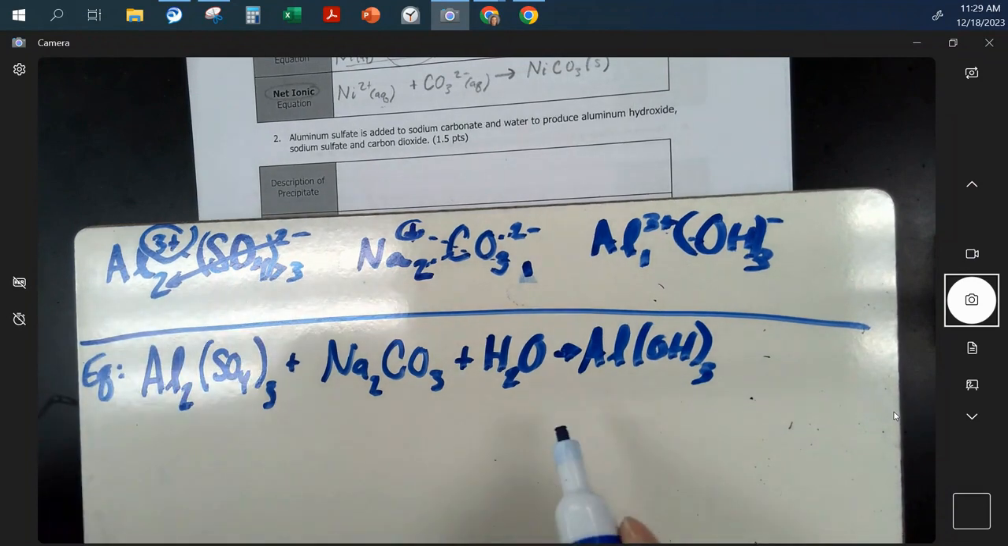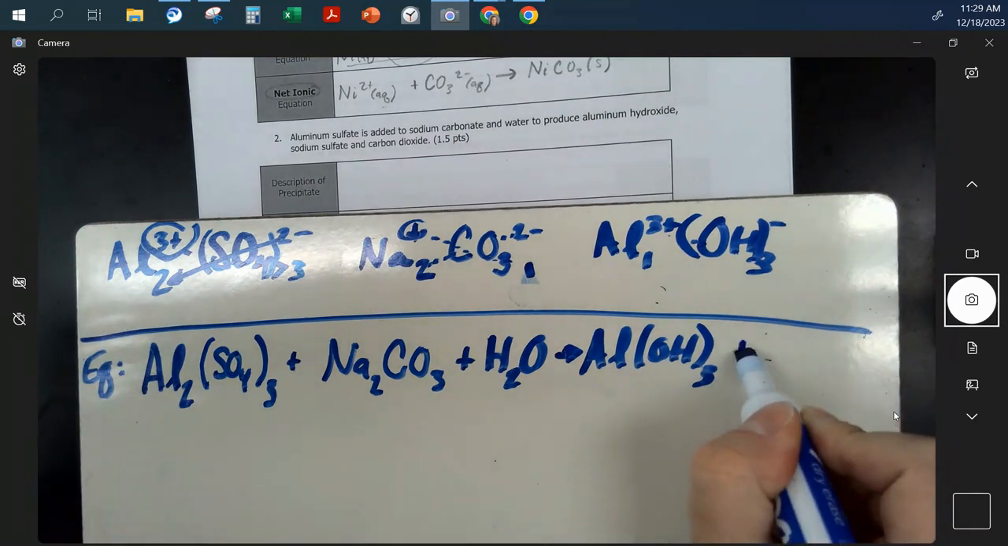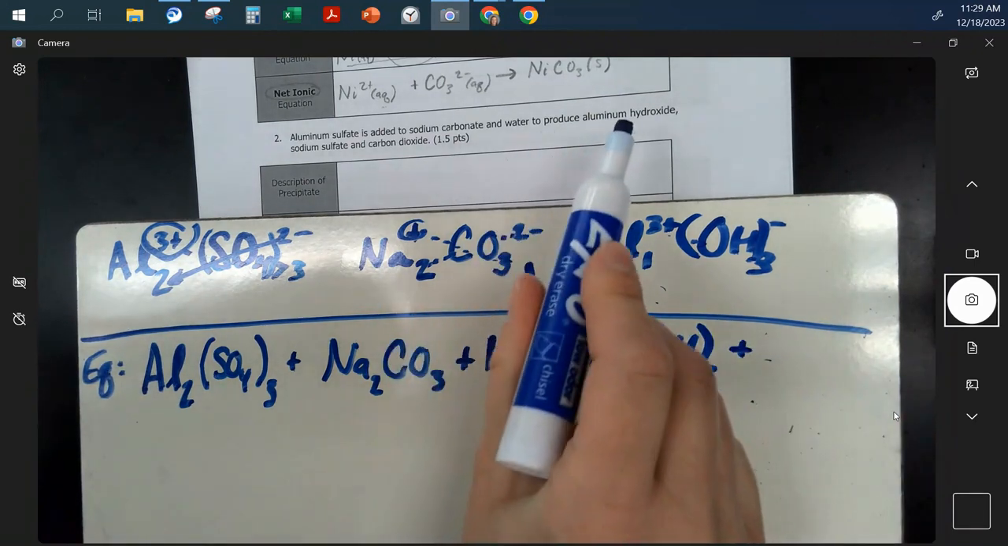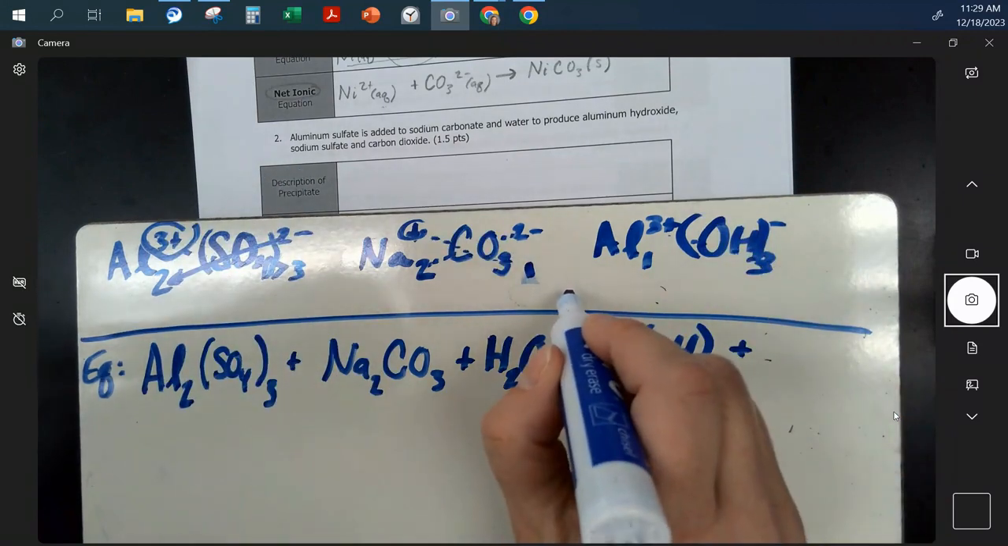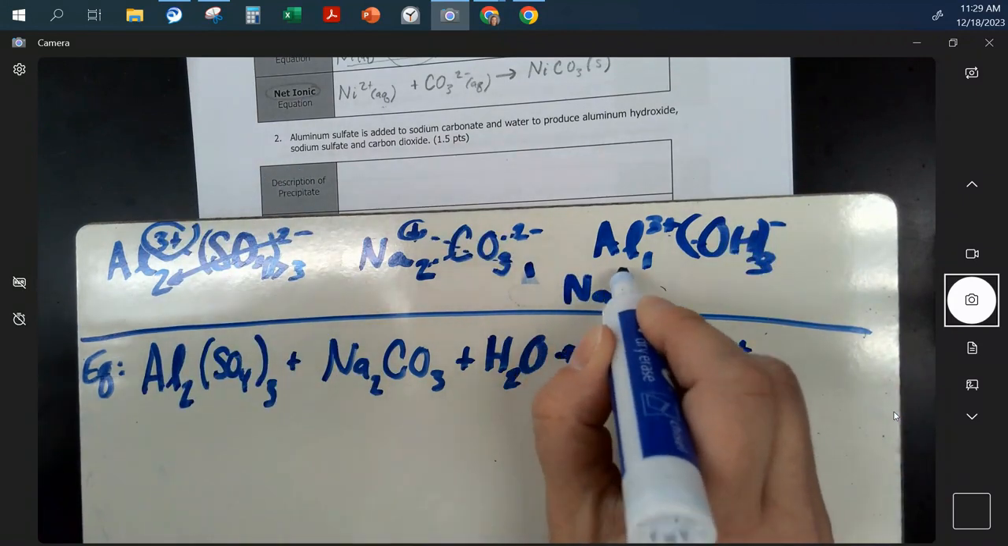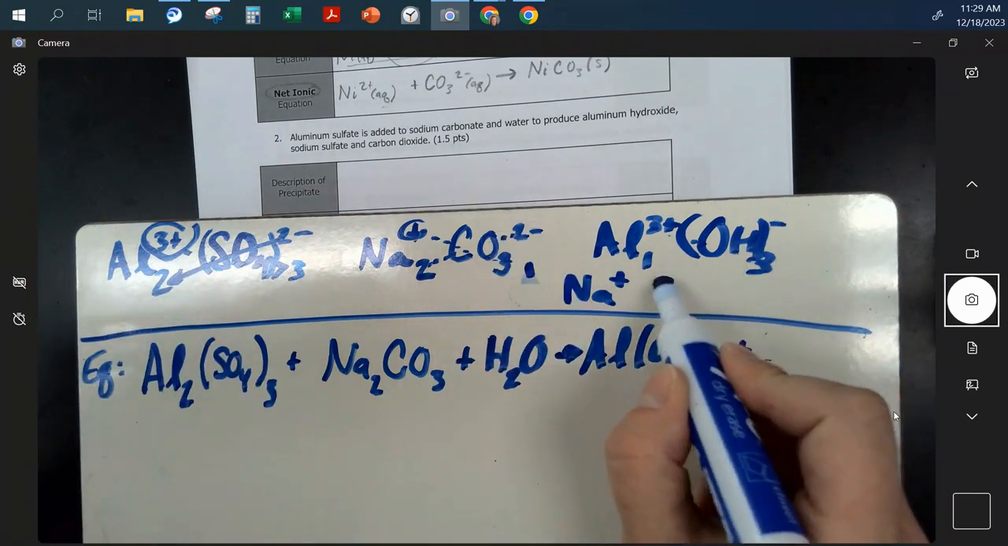Right now I don't have the phases, so I'm going to go back and put the phases. I'm not there yet. And what else we have? Produce aluminum hydroxide, sodium sulfate. I'm running out of workspace. Sodium we just said was a plus charge. Sulfate was SO4 2 minus.